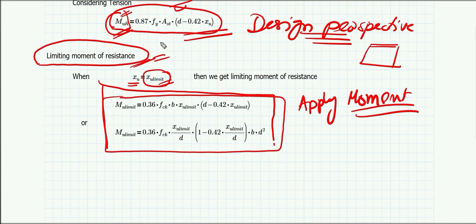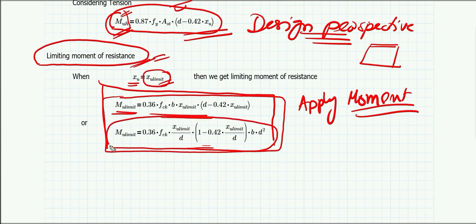And in the above equation, you just change Mu to Mu limit. Mu limit is equal to the same equation, 0.36 fck b, only xu will change to xu limit, times (d minus 0.42 xu limit). Or this equation can be rewritten, if you take d common, as xu limit by d times (1 minus 0.42 xu limit by d) times b d square. Okay, you can write it like this. So this will give you the limiting moment.